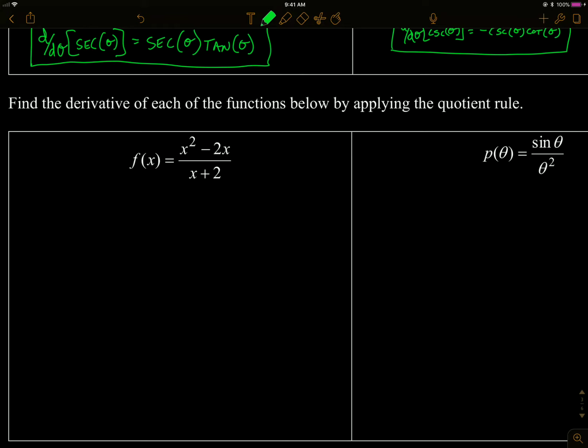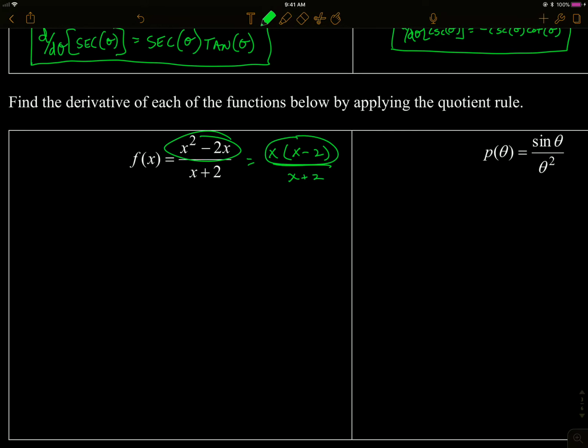Can I simplify and solve to start? If I factor out an x, I get x minus 2 over x plus 2? No, I can't simplify. So I don't like the factored version for finding derivatives. I like it when it's multiplied out. This version is better than that version.